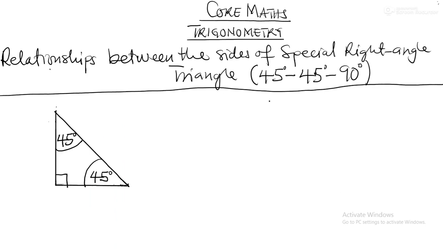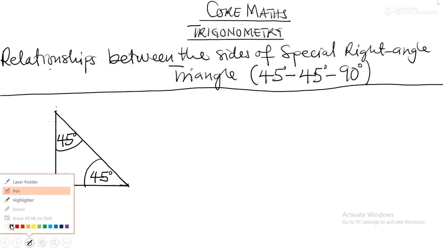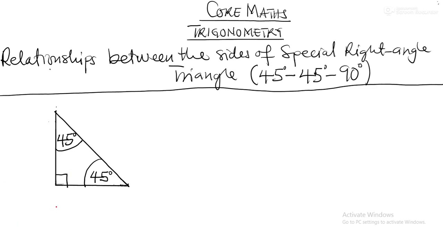Good. Now let's move on to the other one, the relationship between the sides of the special right angle triangle, but this time it's 45, 45, 90. Good. So this one also is gotten from a square. So let me extend this one up, okay, to get the complete square.